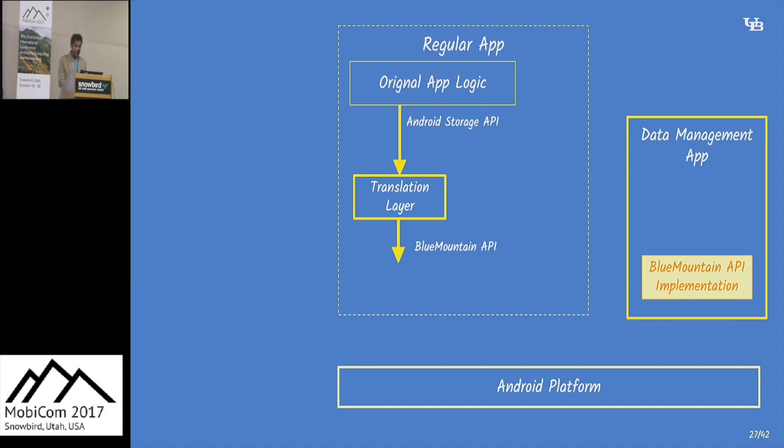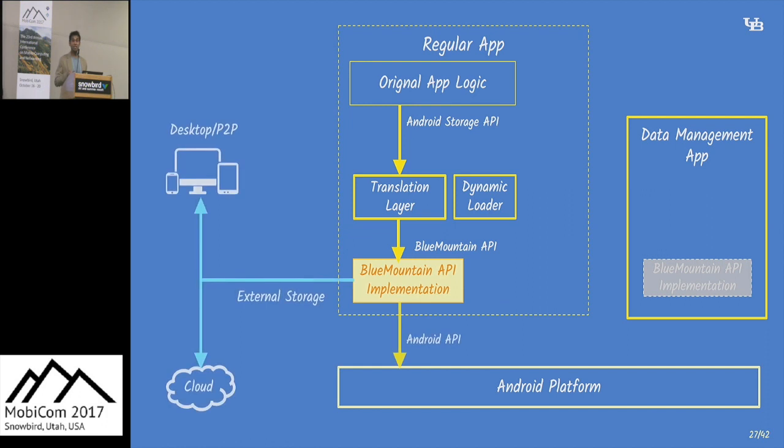But in order to do so, we need a way for classes in the data management app to be invoked by a regular app. To do that, we have built a dynamic loading module, which is also injected with the translation layer. This uses the Android class loader and loads the classes from the data management app into the regular app. Our predefined interface allows us to freely use reflection from this point without the typical overhead that reflection is known for. At this point, the regular app can delegate all of its storage calls through the module we just loaded, which can freely access both the local storage as well as any external APIs.